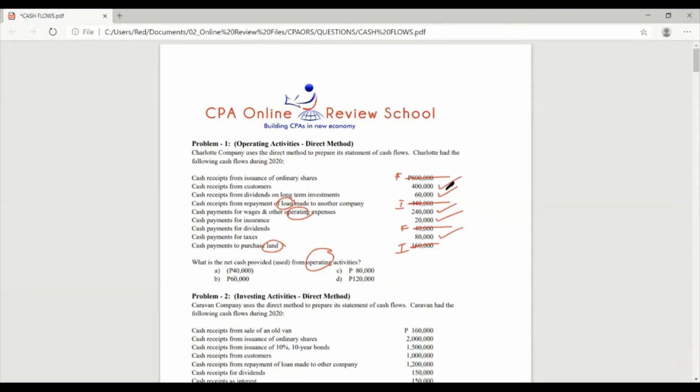So, 400 cash receipts plus 60K. Cash payments, the deduction, is 240. Deduction also 20 for insurance. Deduction also 80 for taxes. Therefore, your cash receipts are 460K. Your cash payments are 340K. The net cash provided by your operating activities is 120,000. That's all there is to it. Okay? So our answer is letter D, 120,000. Okay. Next problem.